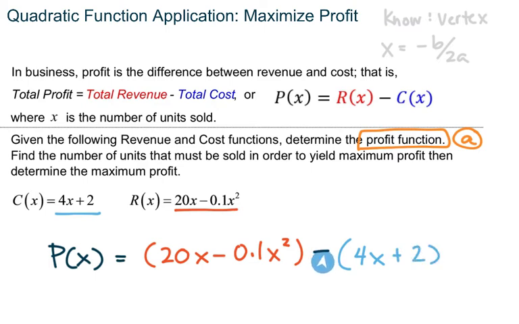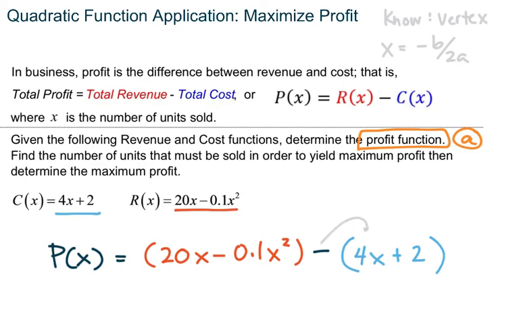Now, I want you to pay attention. There's a minus here. You should all notice that I used parentheses. Had I not used those parentheses to group the cost function together, I might only subtract 4x and add 2. But we're subtracting all of the cost function.